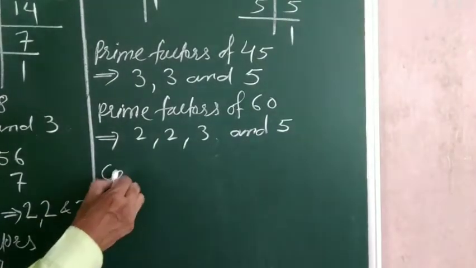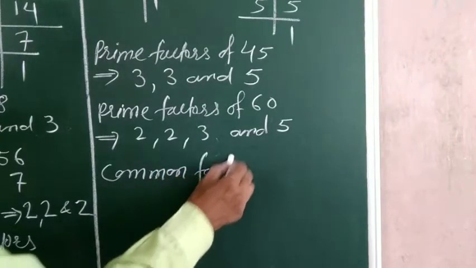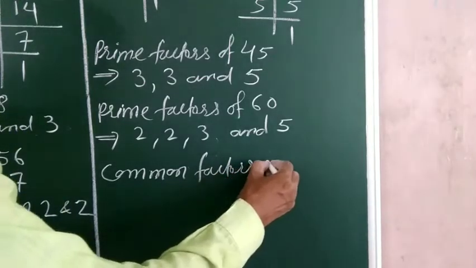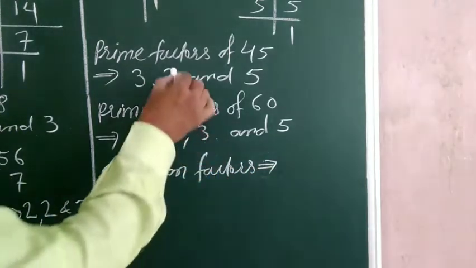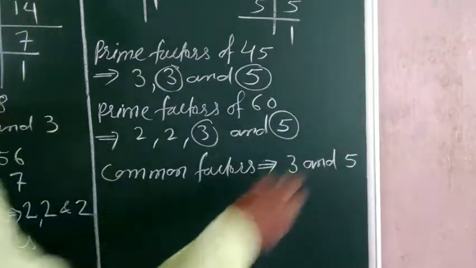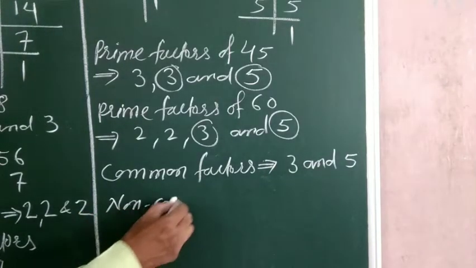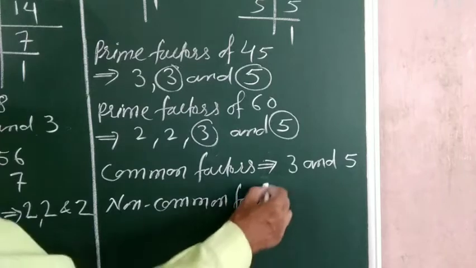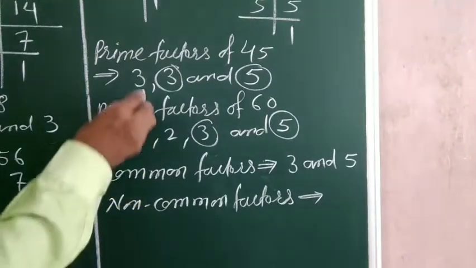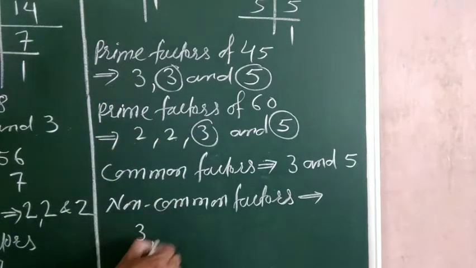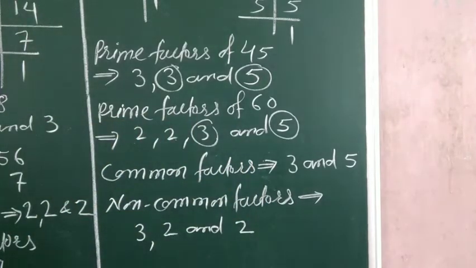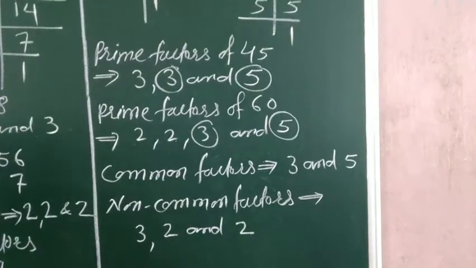Next, the common factors. The common factors are 3 and 5. Then, which are the non-common factors? The non-commons are 3, 2 and 2. These are the non-commons.